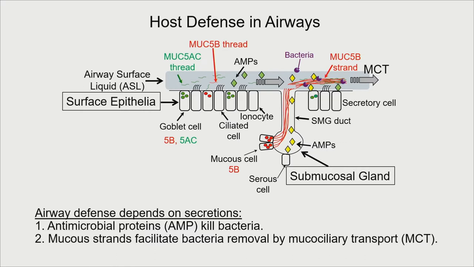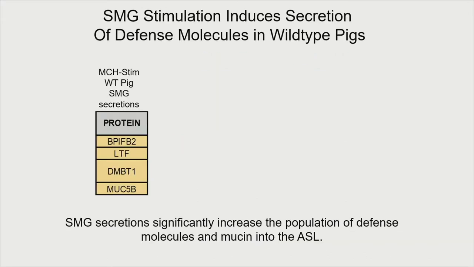Now, if we look at the antimicrobials that are secreted, the defense molecules, from the submucosal glands, which we're talking about today, this is work that was done by Yuling Zi in our lab, who used newborn wild-type pig trachea, pinned it out, and then stimulated it with methacholine and collected just the submucosal gland secretions, much like Jeff has been doing for years. And we did proteomics, and we found a lot of defense molecules. I show four of them here: BPI, FB2, LTF, lactoferrin, DMBT1, and MUC5B.